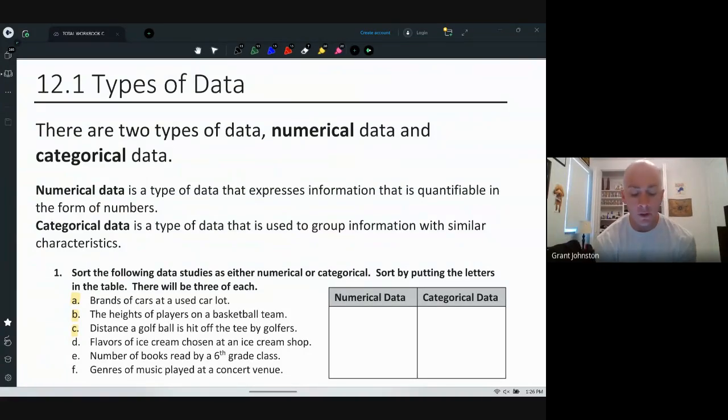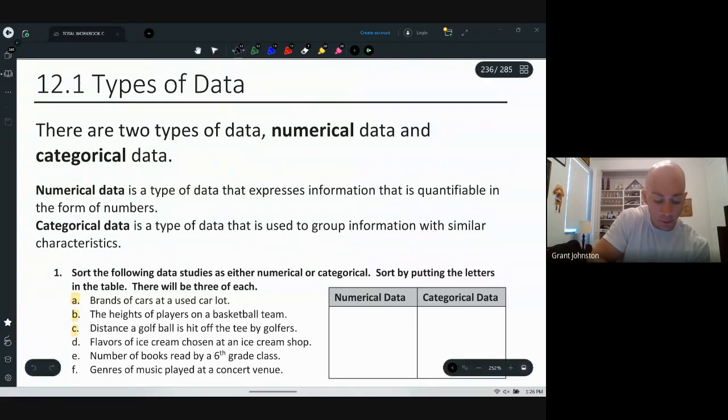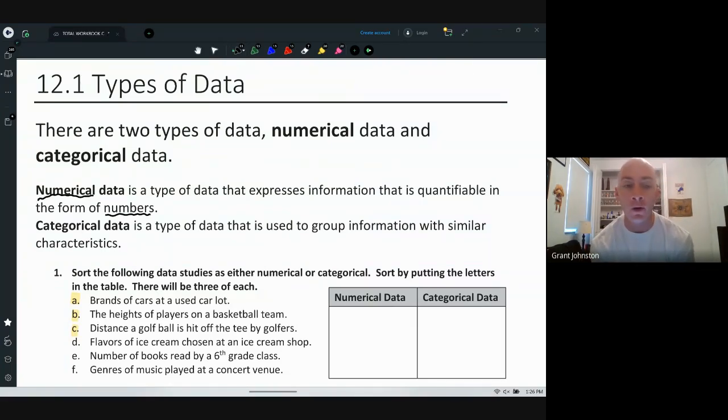Types of data. There are two types of data, numerical data and categorical data. Numerical data is a type of data that expresses information that is quantifiable in the form of numbers. So maybe I'll underline that. Numerical always is quantifiable in terms of numbers, while categorical data is a type of data that is used to group information with similar characteristics. With categorical, we're really talking about data that you can put in categories, and numerical data is more of that number based.